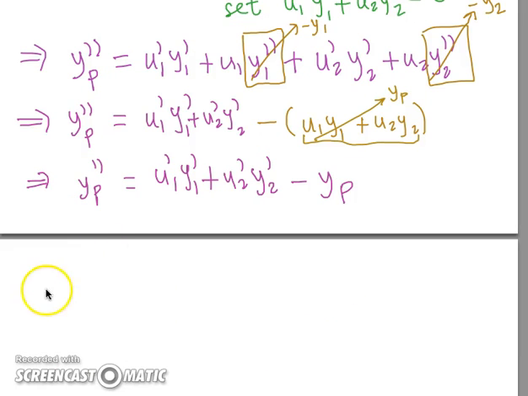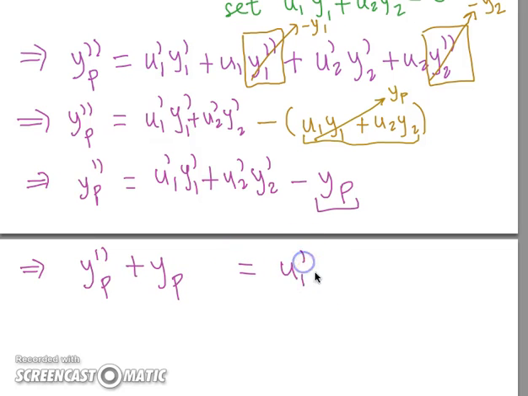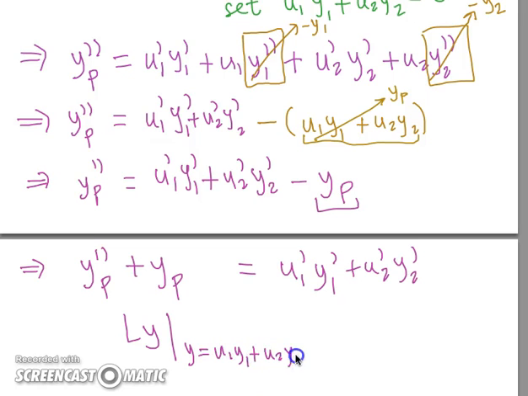Okay, so we can move this negative term to the other side of the equal sign and write here y sub p double prime plus y sub p, that should look familiar, equals u1 prime y1 prime plus u2 prime y2 prime, equals this term here, right? So basically what we're finding is that the left-hand side now looks like that linear operator evaluated at our proposed u1 y1 plus u2 y2. That's the left-hand side, and that is equal to this.